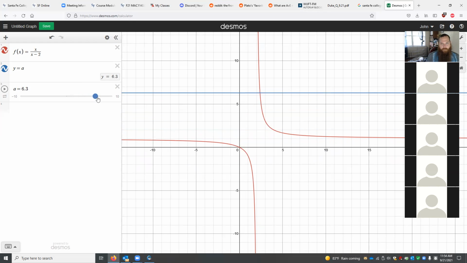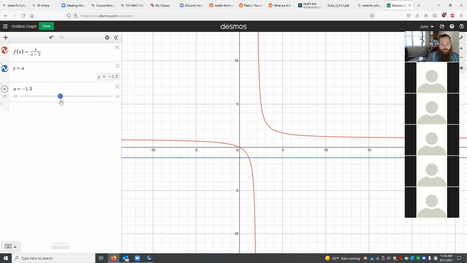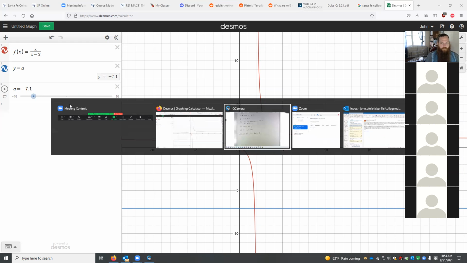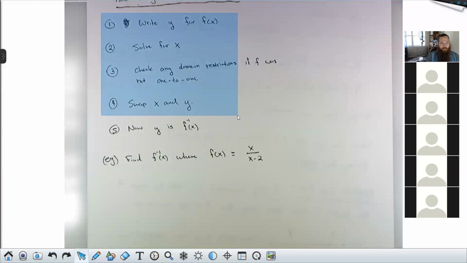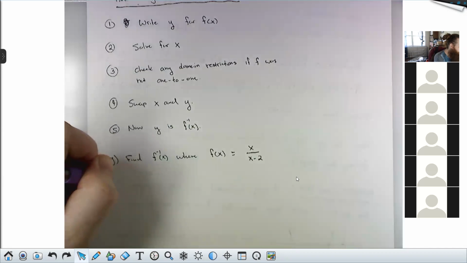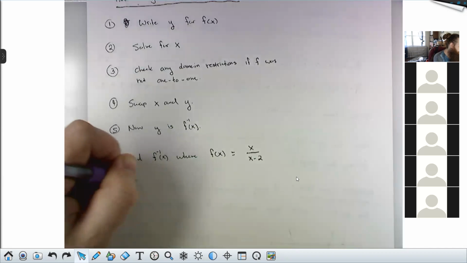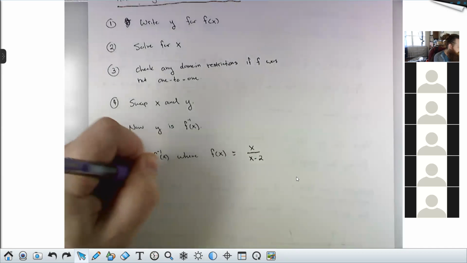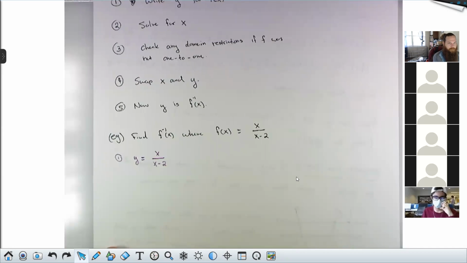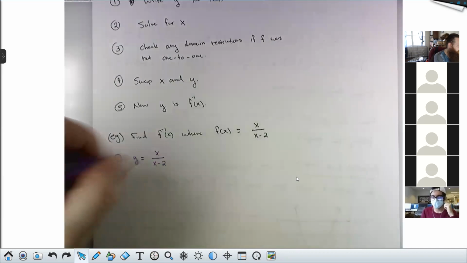And then it transitions up here. So this blue line never hits the graph more than once. So this really is a one-to-one function. So we can go ahead and run this procedure to find its inverse without worrying about any domain restrictions. All right. First, we write y for f of x. Next, I want to solve for x.